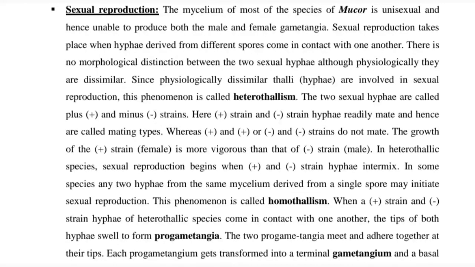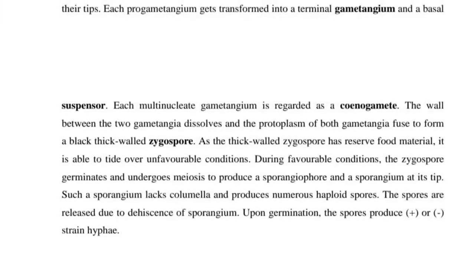When a plus strain and minus strain hyphae of heterothallic species come in contact with one another, the tips of both hyphae swell to form progametangia. The two progametangia meet and adhere together at their tips. Each progametangium gets transformed into a terminal gametangium and a basal suspensor. Each multinucleate gametangium is regarded as a coenogamete. The wall between the two gametangia dissolves and the protoplasm of both gametangia fuse to form a black thick-walled zygospore.